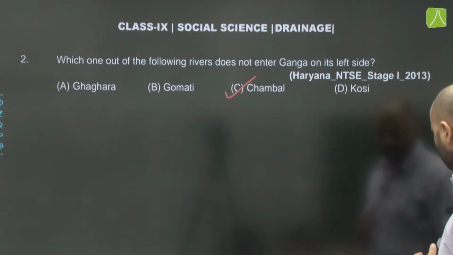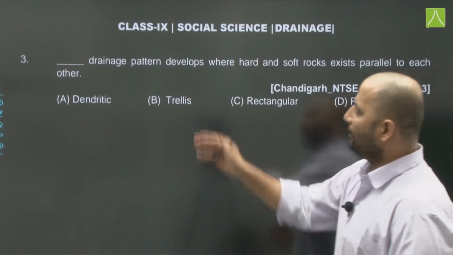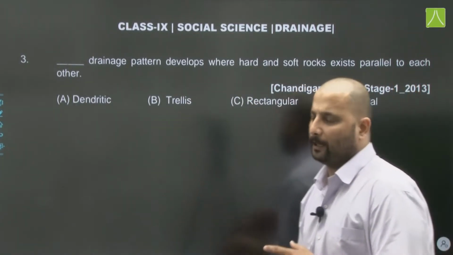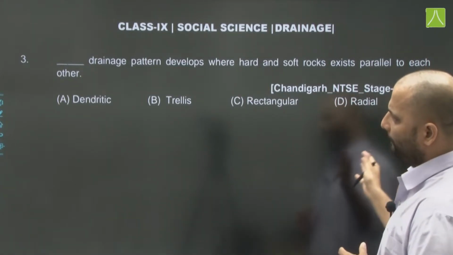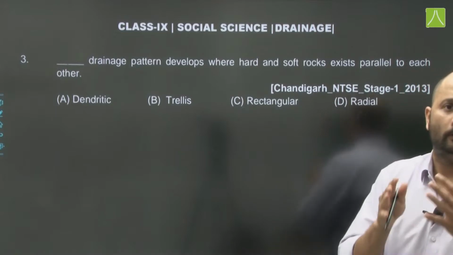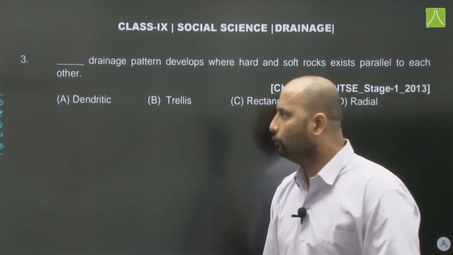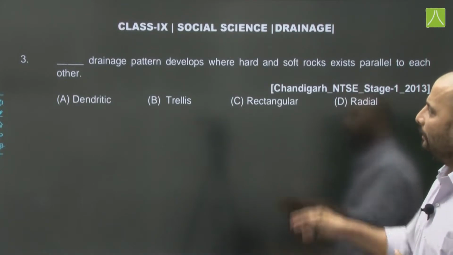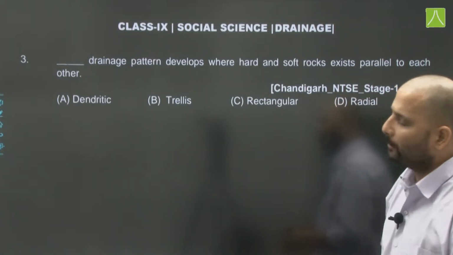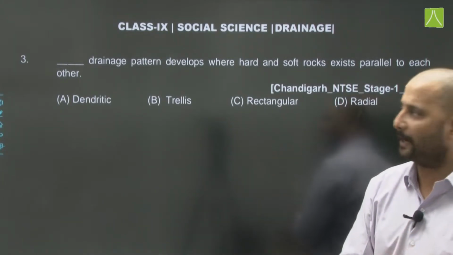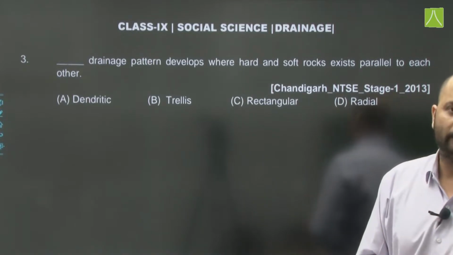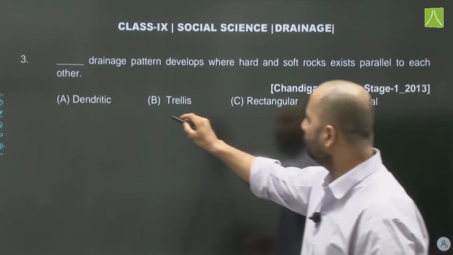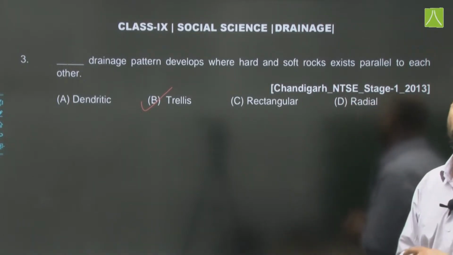Let us move on to our next question. Dash drainage pattern develops where hard and soft rocks exist parallel to each other. Options provided are dendritic, trellis, rectangular or radial. As we know, the dendritic drainage pattern resembles the branches of a tree. This question, where hard and soft rocks exist parallel to each other, resembles the trellis drainage pattern. Rectangular is where the tributaries join the river at right angles, and radial is where streams emerge from a central height in a radial pattern. So option B here will be the correct answer, and this is from your Chandigarh NTSE stage 1 question.